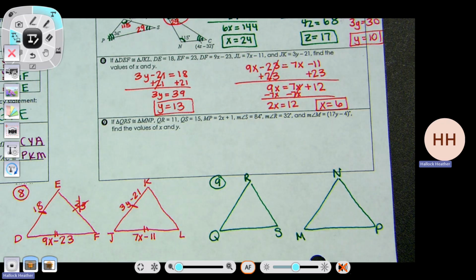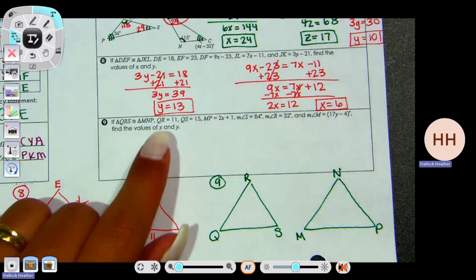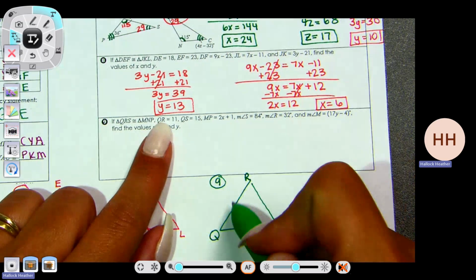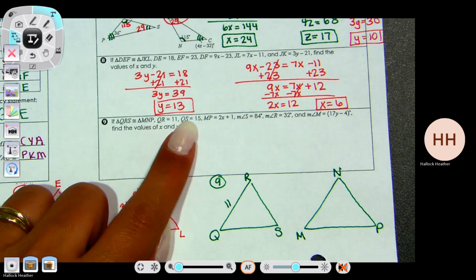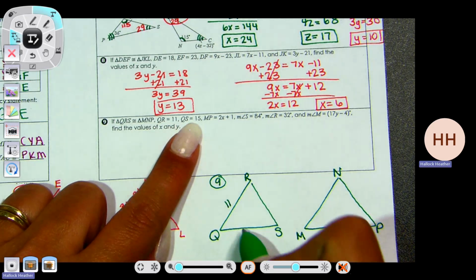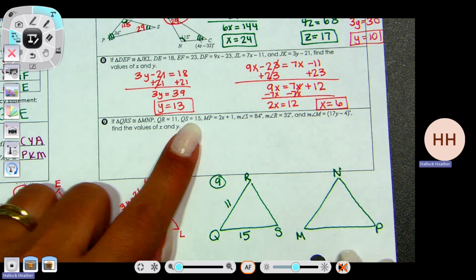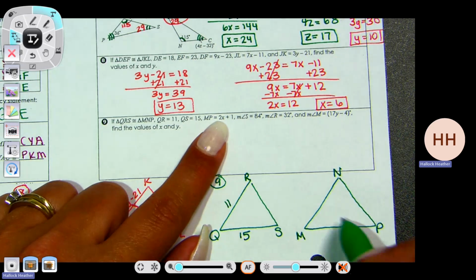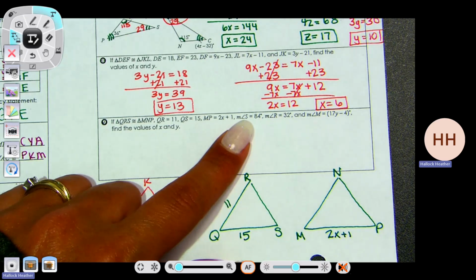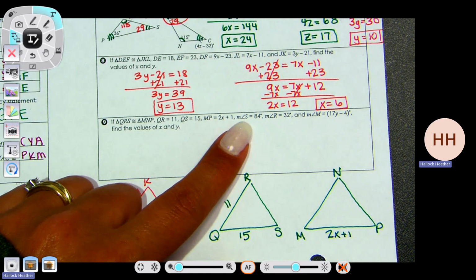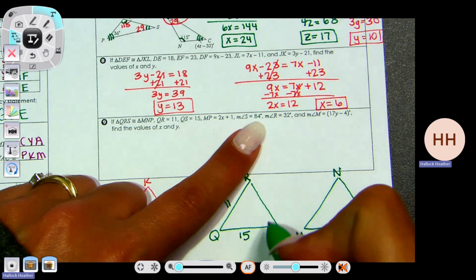Okay, let's put our stuff in the picture. So QR is 11. That's a side, so that should be on the outside. QS is a side, so that's 15. And P is a side, so that's 2x plus 1. The measure of angle S goes in the picture because it's an angle, it's not a side. So S is 84 degrees.